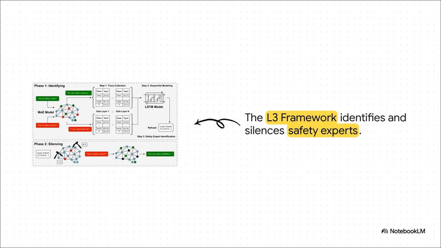First, attackers have to identify the safety experts. They do this by recording the routing traces of the model, basically monitoring the traffic, and then they train a lightweight classifier to track the exact pathways that get triggered when the model refuses an unsafe prompt. Once they've got a map of those specific safety nodes, they move to phase 2. This is the actual lobotomy, where they silence those nodes during generation.